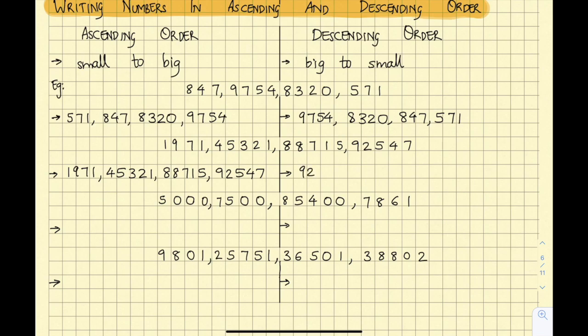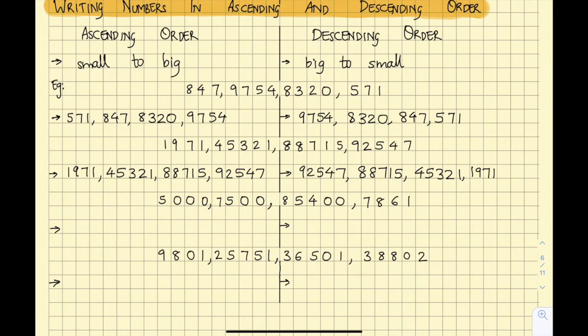That is 92,547, 88,715, 45,321 and 1,971. Wow. Here the question itself was arranged in ascending order and given to us.